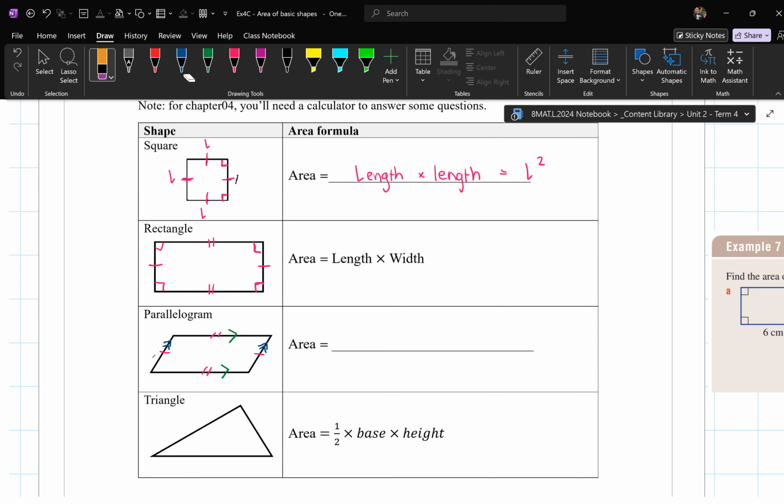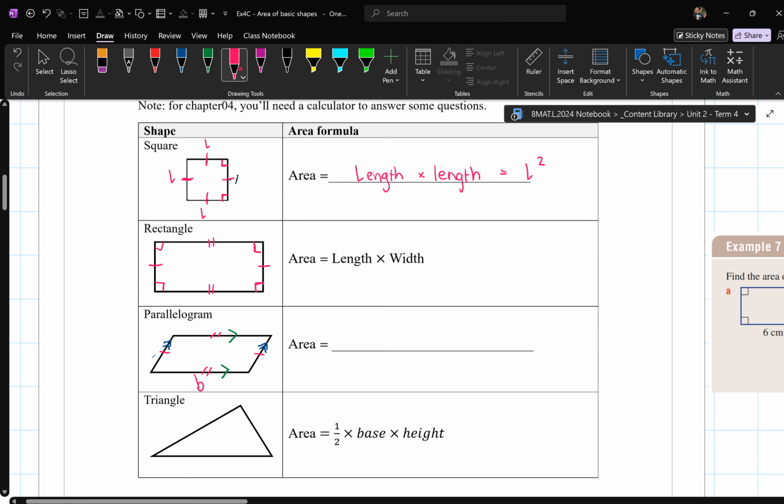Now, how do you find the area? The area of a parallelogram is base, whatever the base is, so this length here, multiplied by the height. It has to be a vertical height, okay? Not the slant, it has to be the vertical height. So base times height will give you the area of a parallelogram.